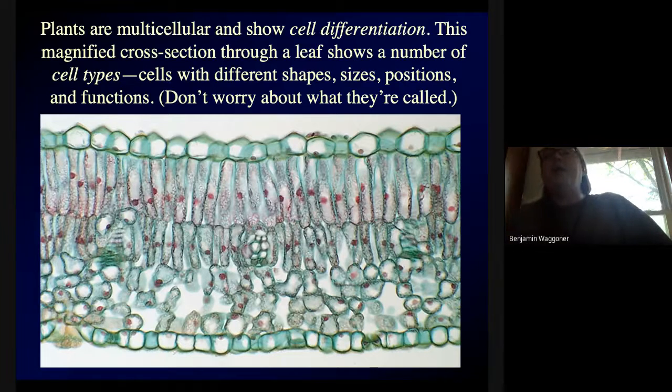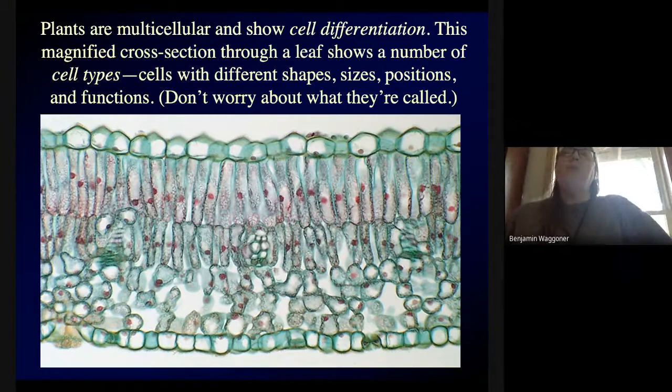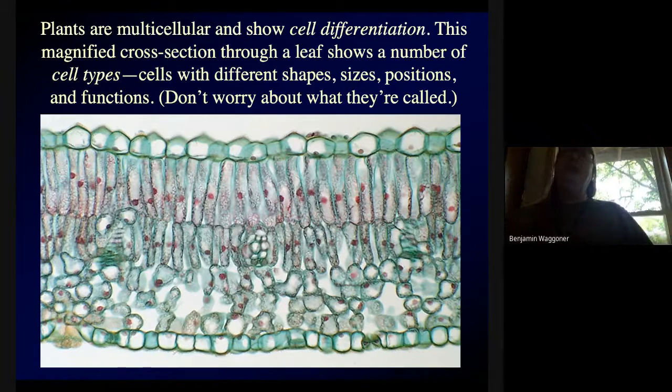So I'm counting at least 5 major cell types in this field of view. That's what I mean by cell differentiation. Cells with different shapes, different sizes, different positions, and different functions, carrying out different aspects of life. And that's just in one leaf. You would have different cells if you looked in the bark or the roots.